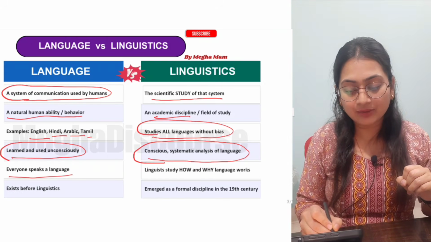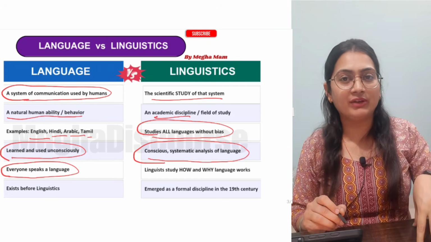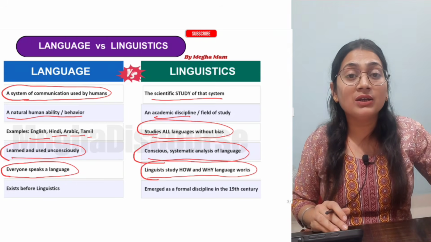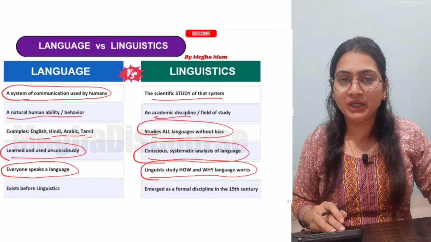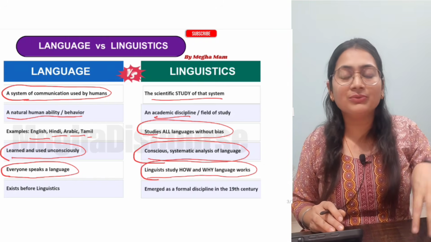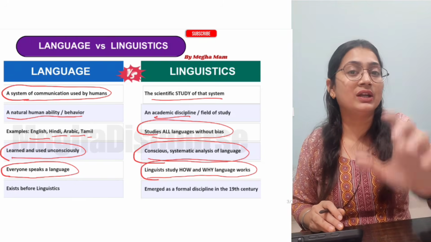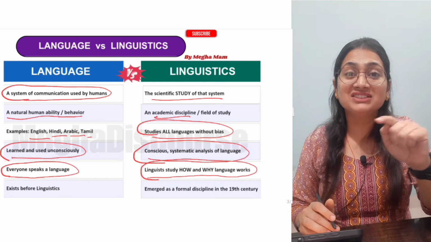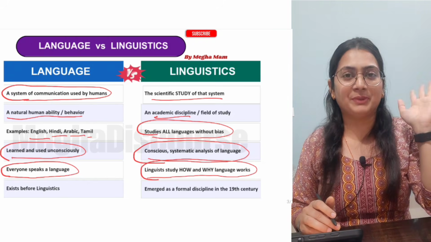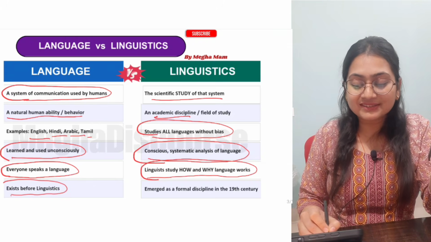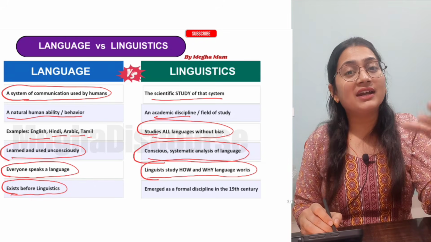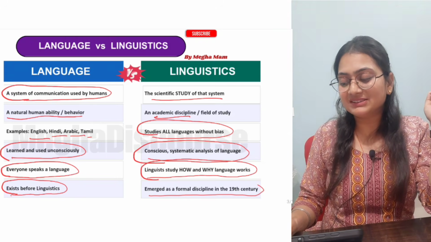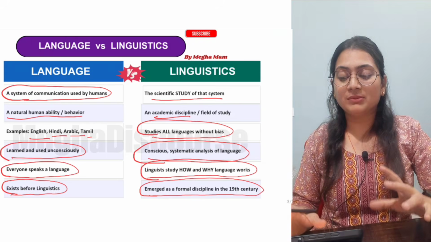Now, everyone speaks a language. This is absolutely right. We have a native language. But linguistics studies how and why language works. It means what language we are using, is it right or wrong, are we pronouncing the word correctly or not. This is called linguistics. So language means what we are speaking. Linguistics means how we are speaking and why we are speaking. Okay, so language exists before linguistics. You can say the pre-linguistic era is language and the post-linguistic era is linguistics. So it emerges as a formal discipline in the 19th century. So this is about language and linguistics.